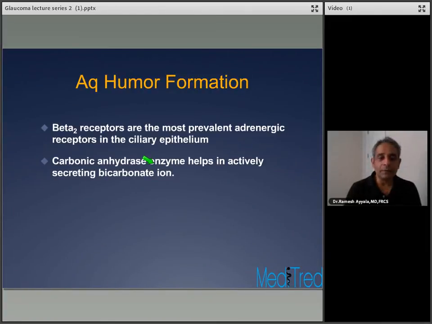So there are a couple of enzyme systems that help us in active secretion of aqueous. The beta-2 receptors are the most prevalent adrenergic receptors in the ciliary epithelium, and they're supposed to help us in the sodium-potassium ATPase pump mechanism. And this is important because when you block the beta receptors by using beta blockers such as timolol, there is a 30 to 40% reduction of the aqueous. And then you have the carbonic anhydrase enzyme system that helps in actively secreting bicarbonate ion. And as you know, the carbonic anhydrase inhibitors will also decrease aqueous production.